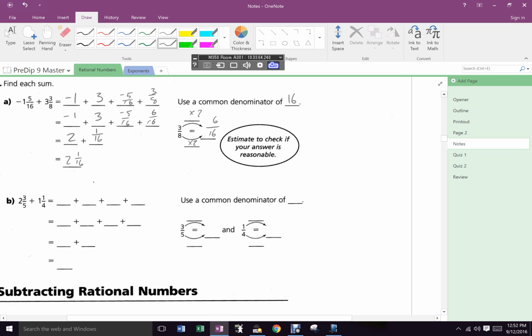Now, check if our answer is reasonable. That's about 1 1/2 plus 3 1/2? No, 1 1/2 plus 3 1/2 would be 5. Is 2 and 1/16 pretty close? So are we right? Now, they suggest you check at the end. When do I suggest you check? At the beginning. If we were shooting arrows at a target, would we blindfold ourselves and then shoot?